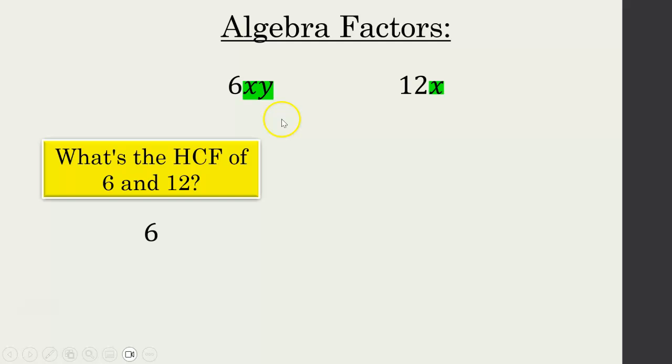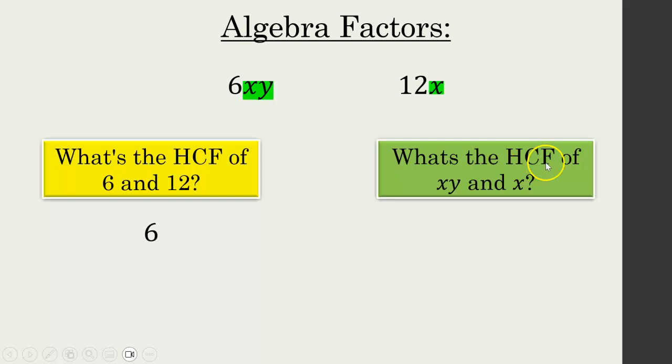Okay, now we look at the variables. So I've dealt with the coefficient, or the number. Now I'm going to look at the variables, or the letters. So now I'm going to ask, what's the highest common factor of xy and x? Well, it's x. Now, why is that? xy is just x times y. From the previous slide with that factor tree, xy is just x times y. x is just x, there's nothing else, no other letters. So what's the greatest thing that I can divide xy and x by?